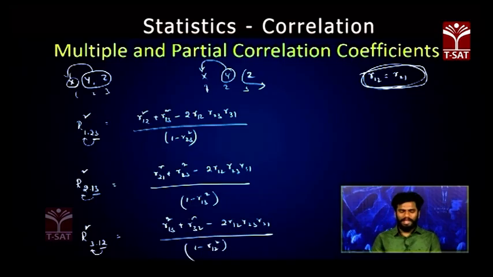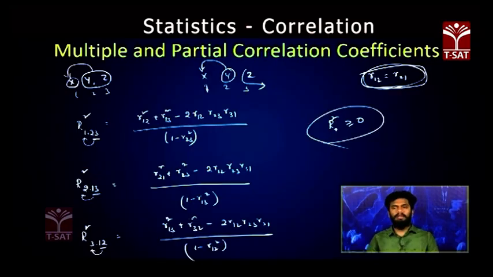So these are the formulas for multiple correlation coefficients, and this R square will always be greater than or equal to 0. Small r takes values from -1 to +1, but here capital R, that is multiple correlation, will take only positive values.